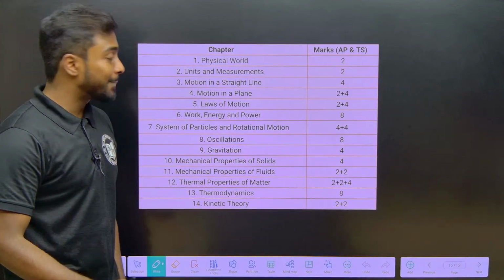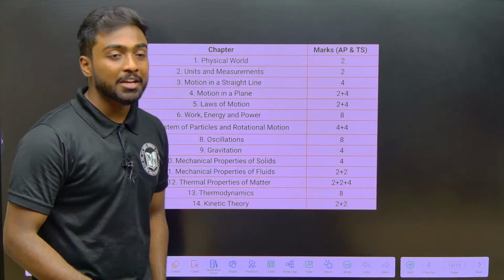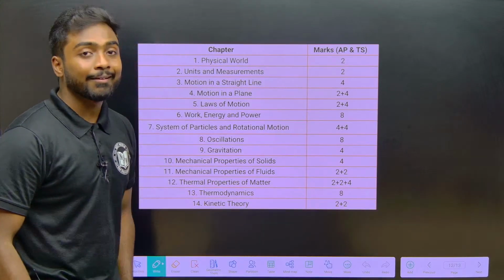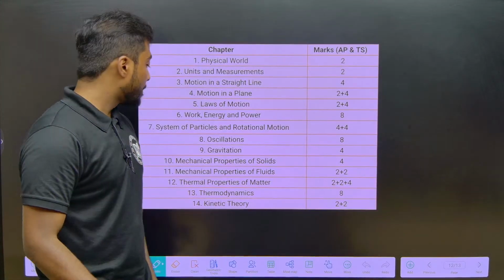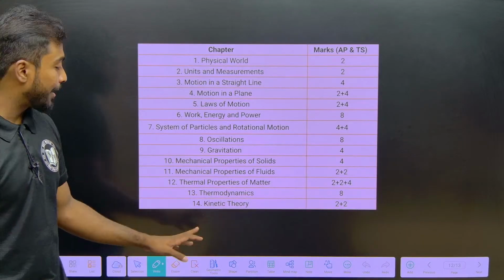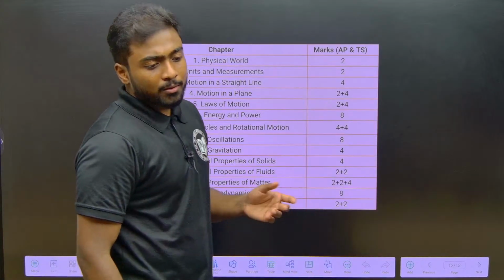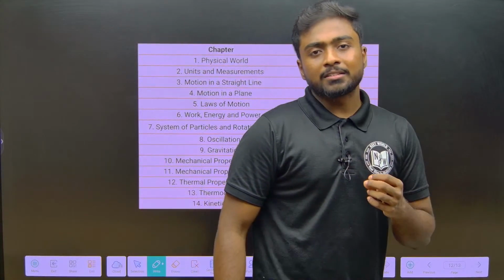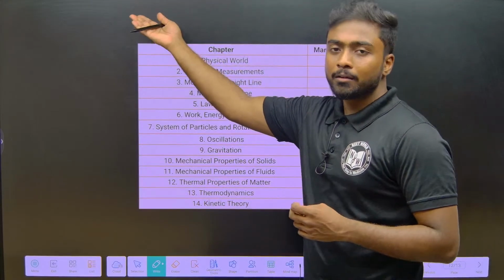So the chapters: first chapter physical world, second is units and measurement, motion in a straight line, motion in a plane, laws of motion, work, power, energy, system of particles and rotational motion, oscillation, gravitation, mechanical properties of solids as well as fluids, then thermal properties of matter, thermodynamics, and KTG, kinetic theory of gases. Okay, these are the chapters, guys. Okay, so when we see the chapters, the waves has been kept in the 12th one.